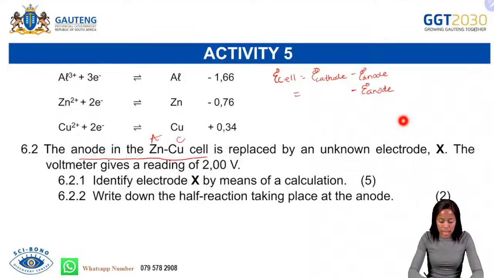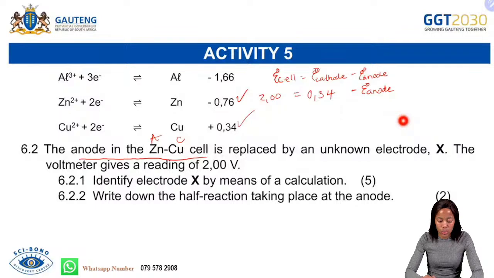Then it says the voltmeter gives a reading of 2.00 volts. So if the voltmeter reading gives that, it says identify electrode X by means of calculation. Okay, so what did we have? We had the anode, which was zinc, and then we had the cathode, which is the copper there. So if the copper was the cathode, it therefore means that the E cell value for the copper is 0.34. Now we need to identify that electrode X.